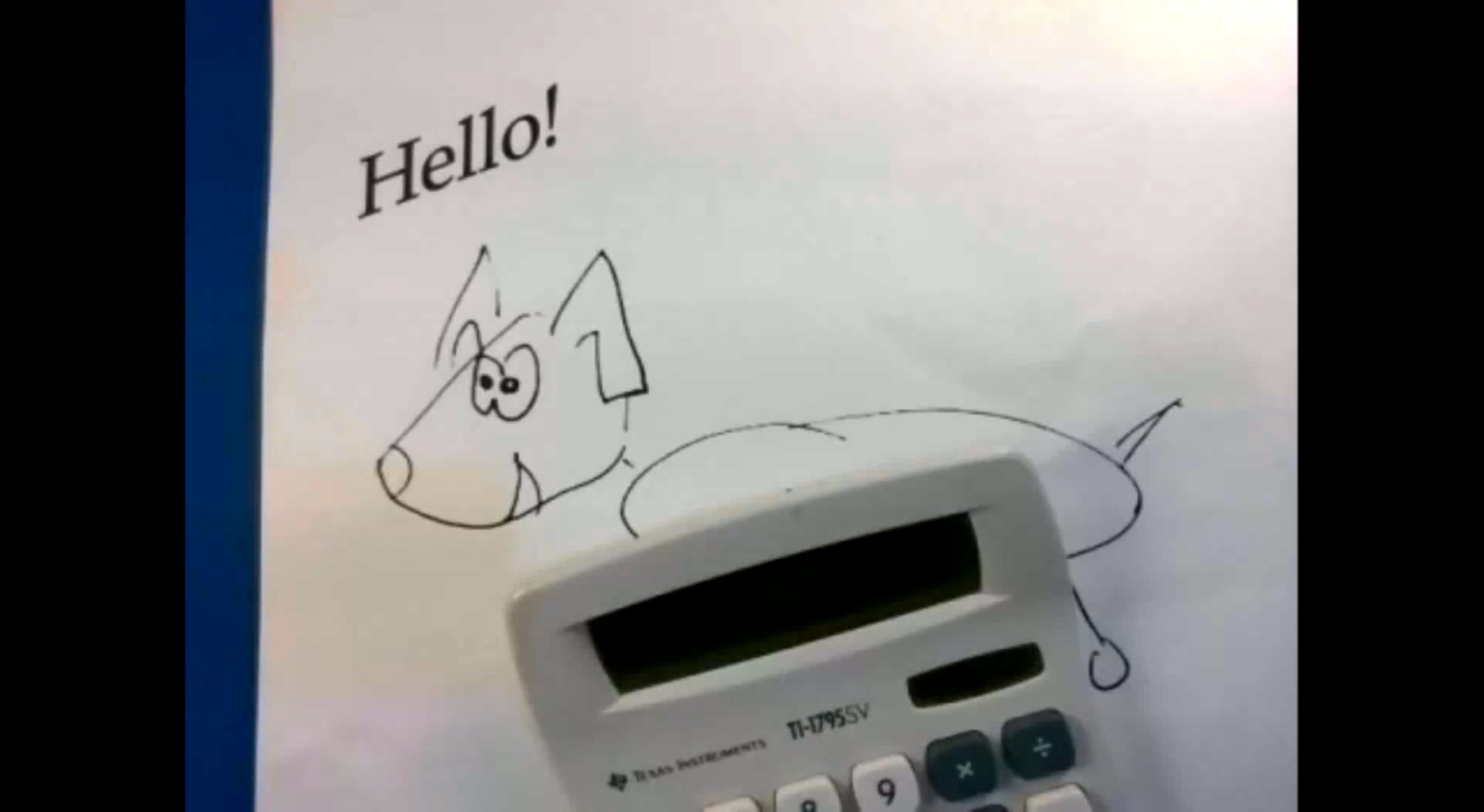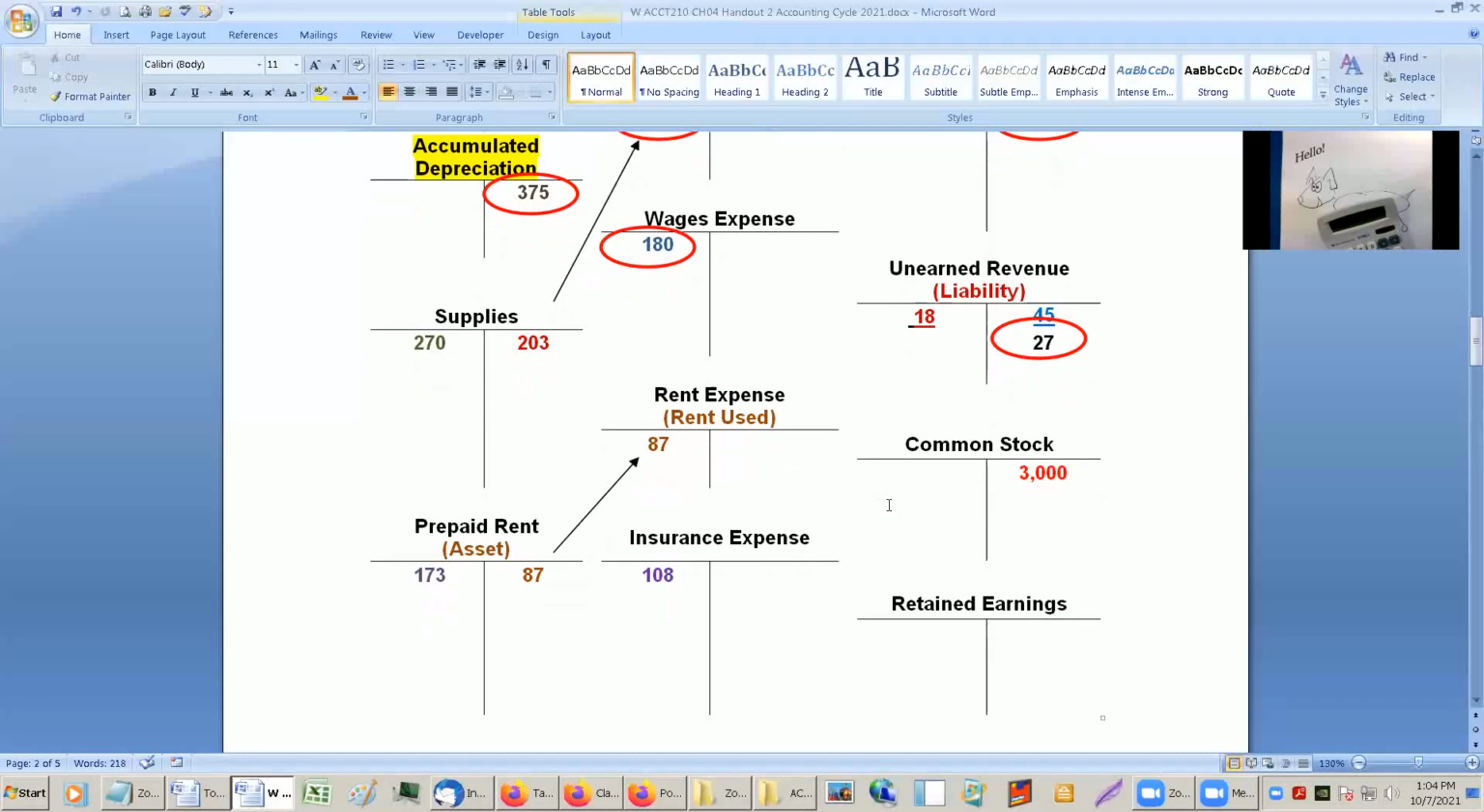That's not what I want. Did something bad here. Okay. All right, down here. 67. Oh, come on. 86. Better put it in the calculator.